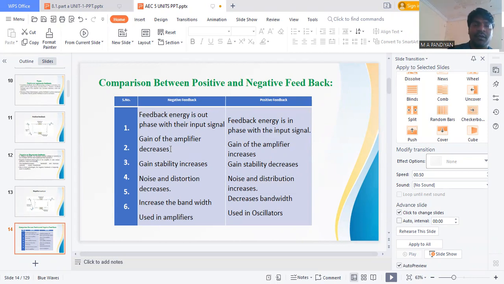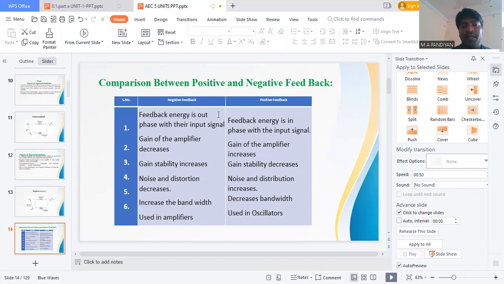Coming to the next comparison, the gain of the amplifier decreases in negative feedback, and increases in positive feedback. The third parameter is stability. In negative feedback, stability increases, and in positive feedback, stability decreases. Next, noise and distortion. In negative feedback, noise and distortion decrease, as we discussed in the block diagram, and in positive feedback, noise and distortion increase. Another parameter is bandwidth. In negative feedback, the bandwidth increases, and in positive feedback, the bandwidth decreases.